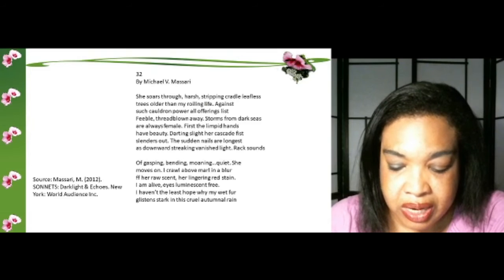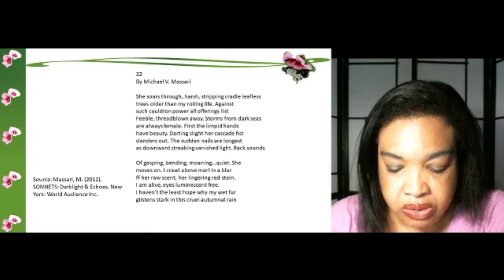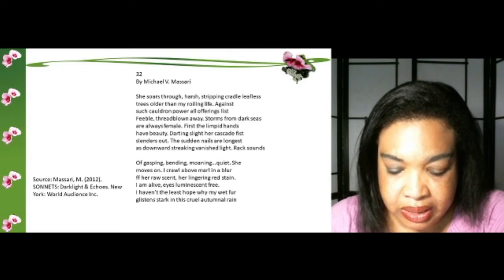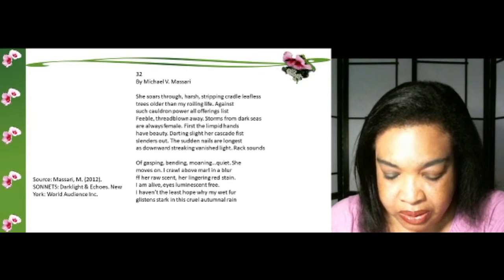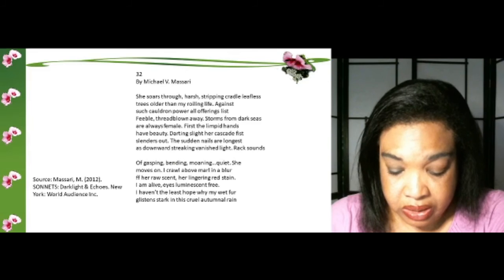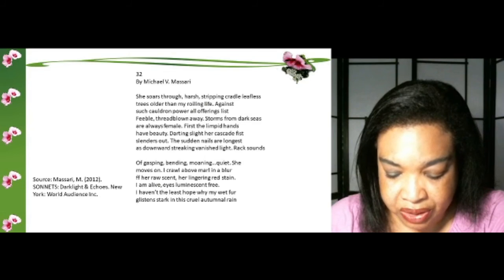She soars through harsh, stripping cradle leafless trees older than my rolling life. Against such cauldron power all offerings list, feeble, tread bone away. Storms from dark seas are always females. First the limpid hands of beauty, darting slight or cascade fists, slenders out, then sudden nails or longest, as downward streaked vanish light, rack sounds of gasping, bending, moaning, quiet. She moves on, I crawl above marl in a burrow. A raw scent, her lingering red stain. I am alive, eyes luminous free. I haven't the least hope why my wet fur glistens stark in this cruel autumnal rain.